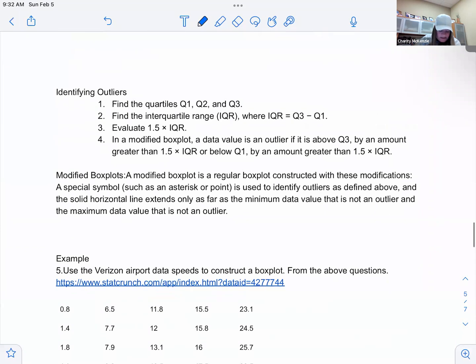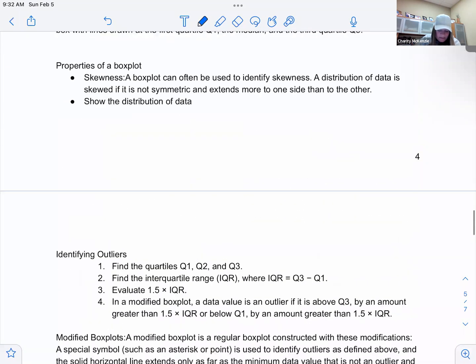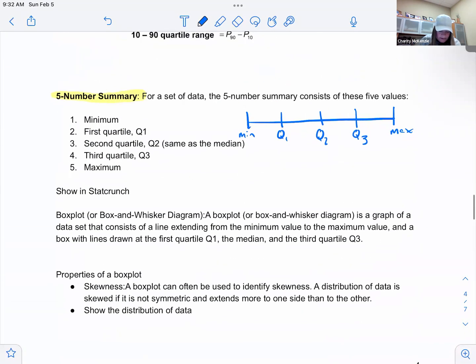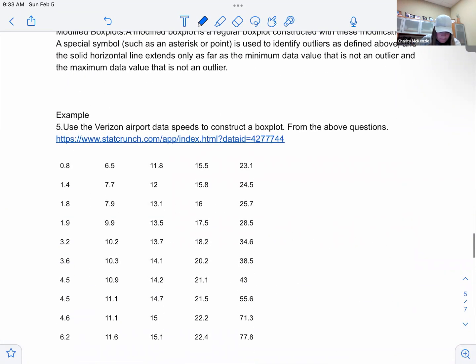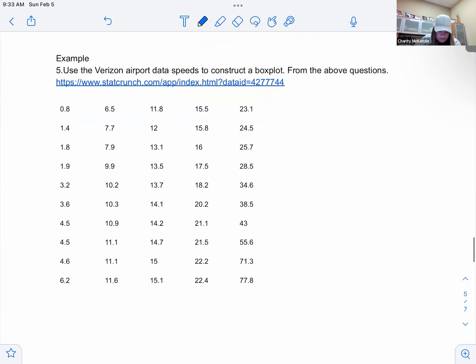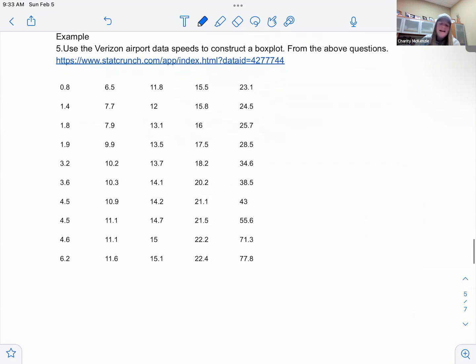And then I go into outliers here. I really want to draw a box and whisker plot before we go further. So let's go ahead and do this one, and then I'll talk about outliers. So let's do this example. So here's our data set, and we need to make a box and whisker plot. So I need the 5-number summary. So we need the 5-number summary.